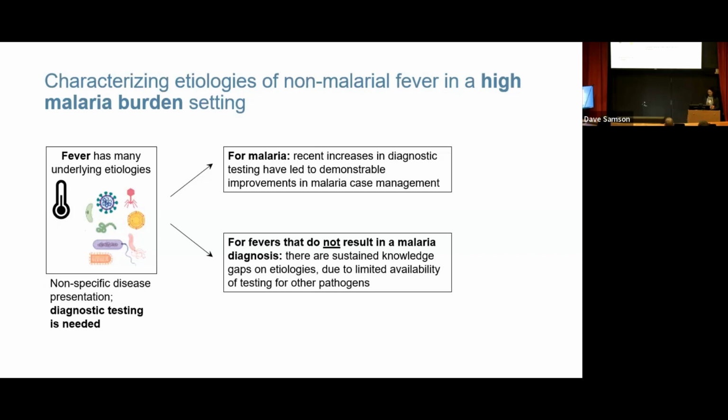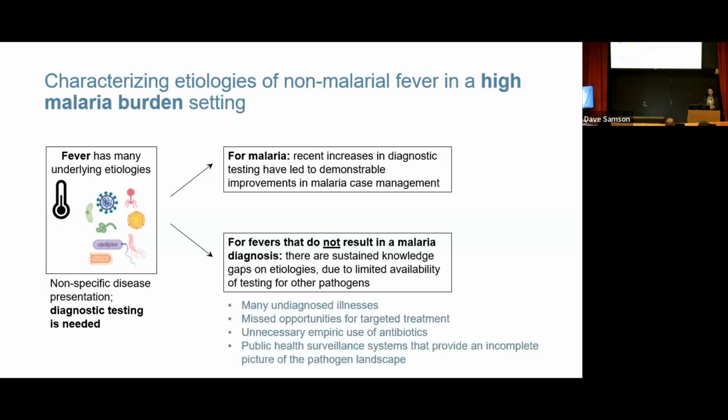This is because of limited availability of testing for other pathogens. And this limited availability of testing leads to a number of different things. It leads to undiagnosed illnesses, missed opportunities for targeted treatment, unnecessary empiric use of antibiotics, and also public health surveillance systems that provide an incomplete picture of the pathogen landscape.